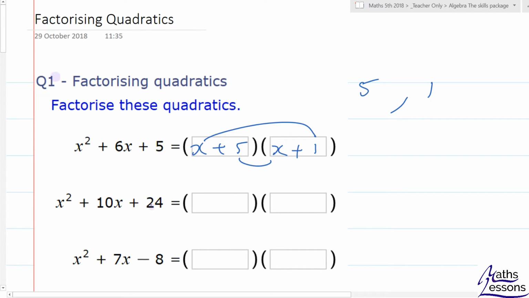Right, let's do this one. So 24. Can you see what would times to give me 24 and add to give me 10?